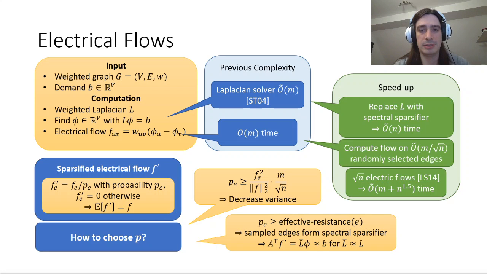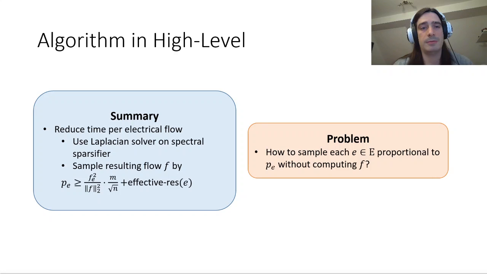All right, so these are the two properties we need for the sampling. In summary, what we now know is, okay, we can reduce the time that we need to spend per electric flow by just using the Laplacian solver on a spectral sparsifier instead of the entire Laplacian. Additionally, when we compute the flow, we don't compute the flow on all of the edges. We only compute the flow on a small subset where we sample the edges by some probability that's lower bounded by this term here. So at least something that depends on the size of the flow, plus the effective resistance.